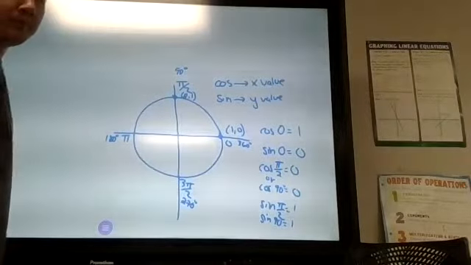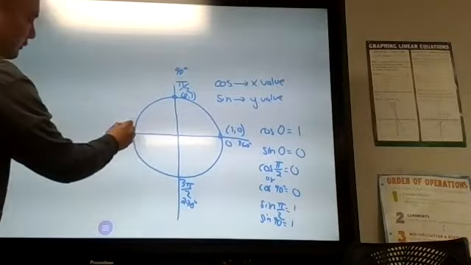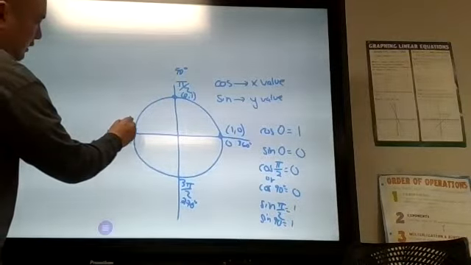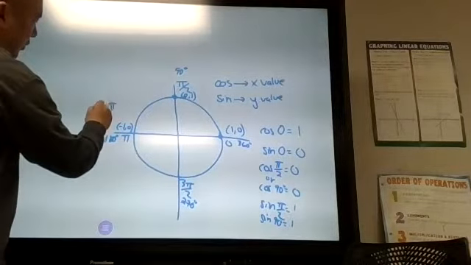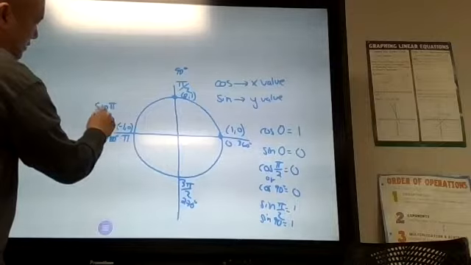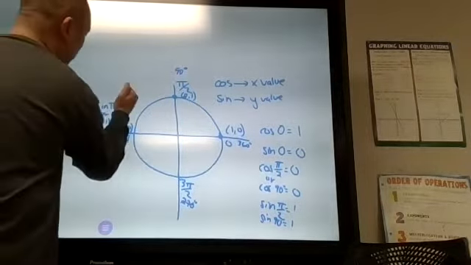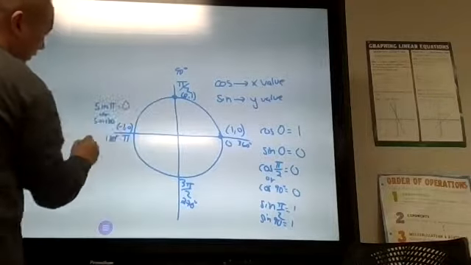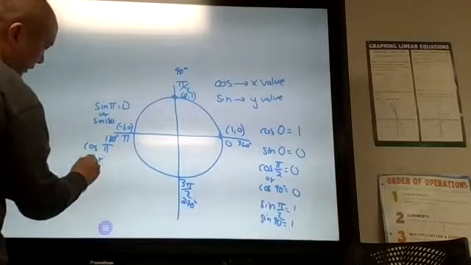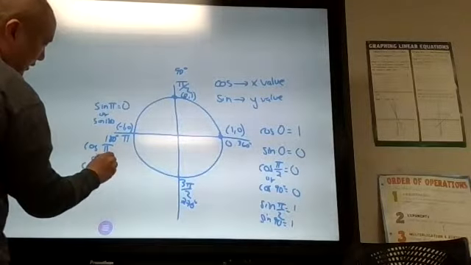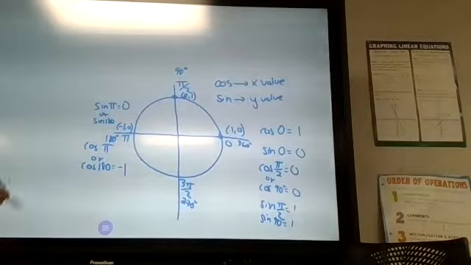All right? Hopefully that's making sense. If we go over here, this is -1, 0. So the sine of pi or the sine of 180 degrees is equal to 0. That's the y value. And the cosine of pi or the cosine of 180 degrees is equal to -1. All right, hopefully this is making sense.